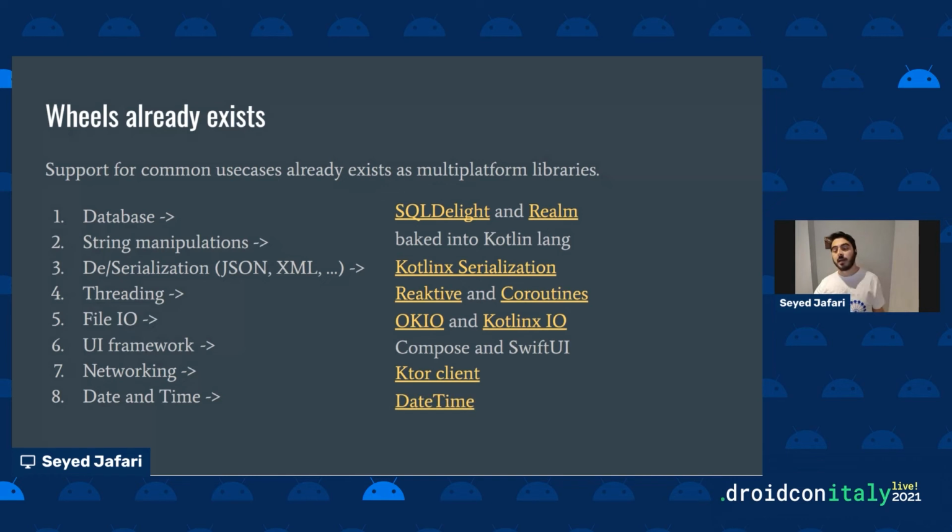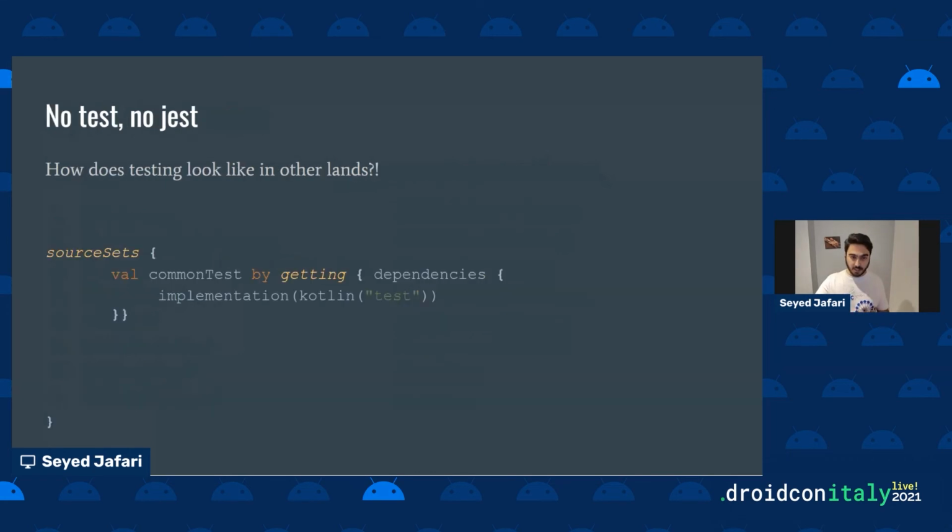And for datetime, again, thanks to JetBrains, they provide a kotlinx-datetime library. So as scary as it sounds, a lot of support is already done. A lot of common use cases already exist. But there is one more use case remaining.